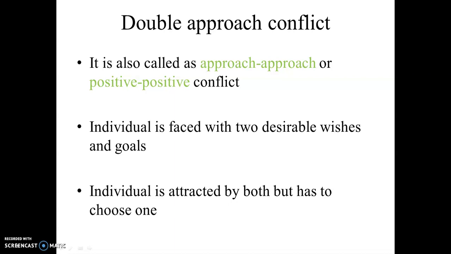Here both of the options are desirable for the individual. When one option is desirable and one is undesirable, that becomes a bit easy. But when both of them are desirable, then it becomes very difficult to choose and select any one of them. So this is double approach conflict, which is also known as approach and positive conflict. Positive in the sense that we want to approach because they have positive value for the individual.